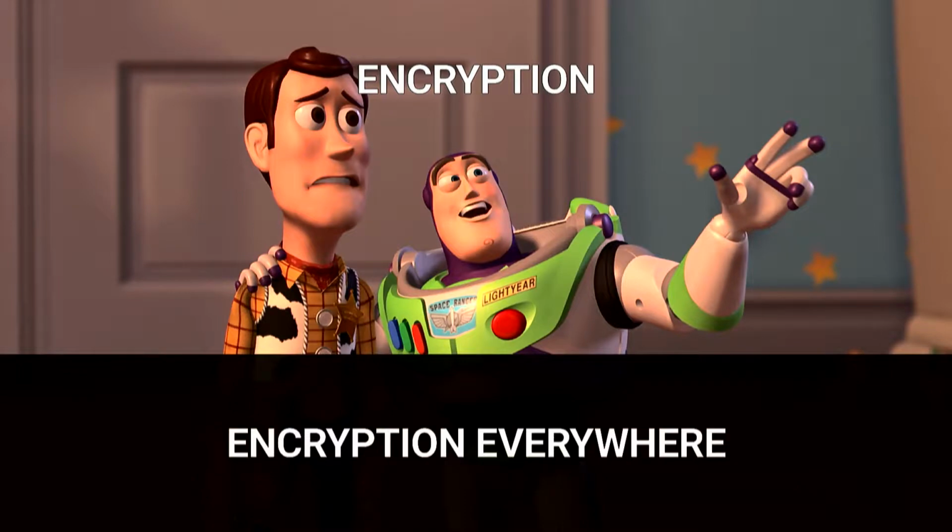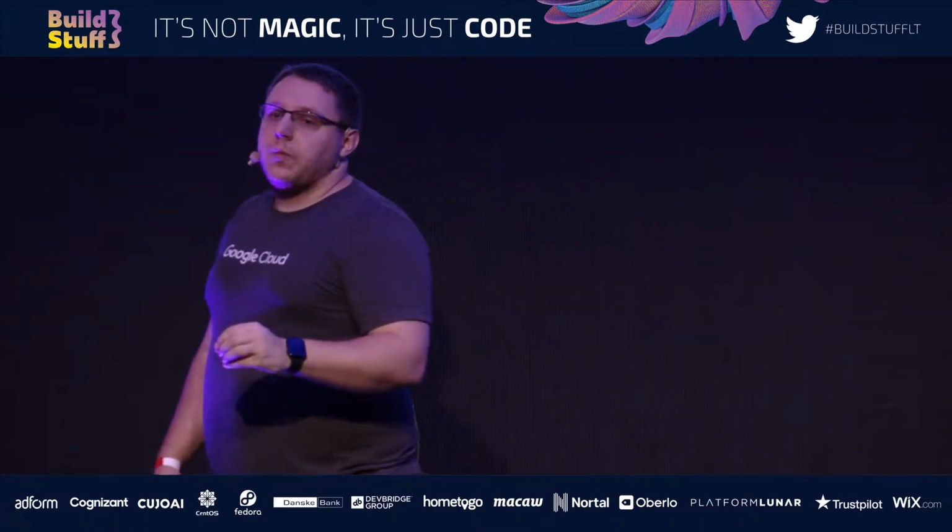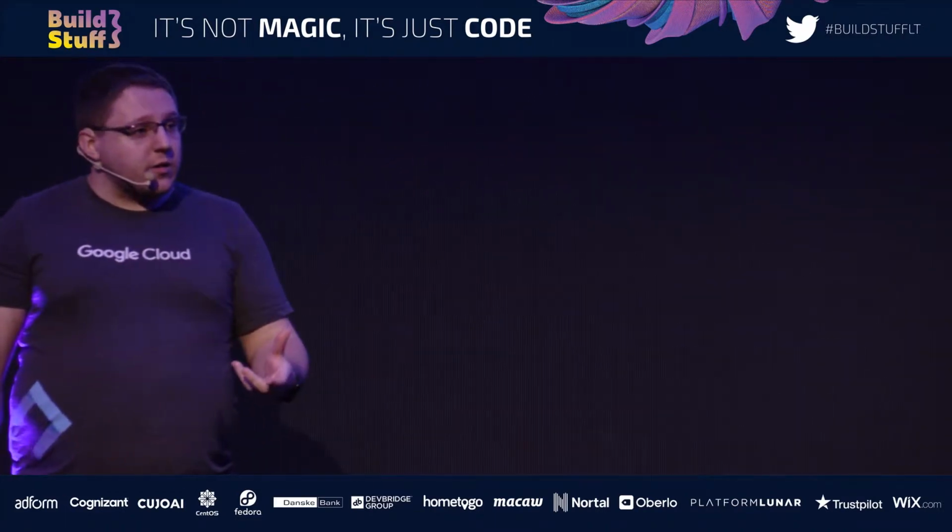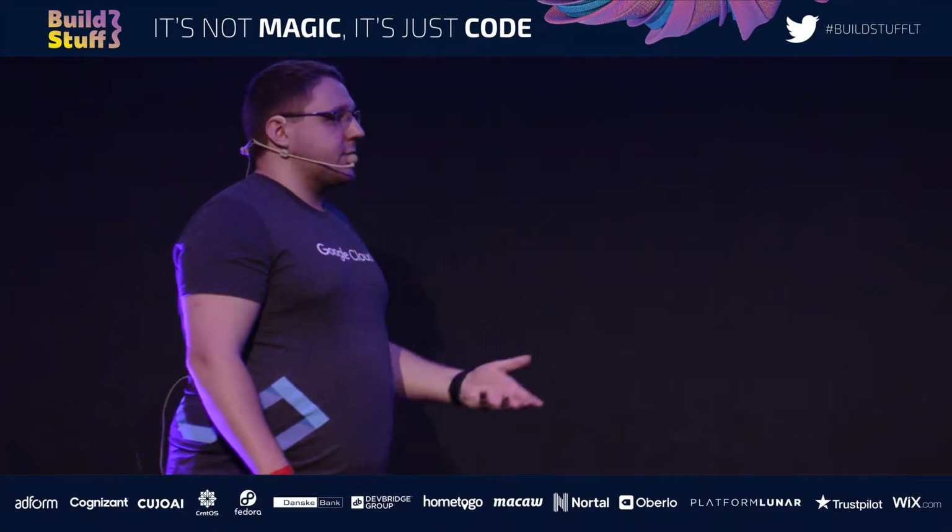The first one is really straightforward and obvious. It's just encryption everywhere. We want encryption at rest, meaning when the data is persisted on disk or a file system or in some object store, that data should be encrypted. We should be rotating those keys regularly. We should be using the latest and greatest encryption algorithms.